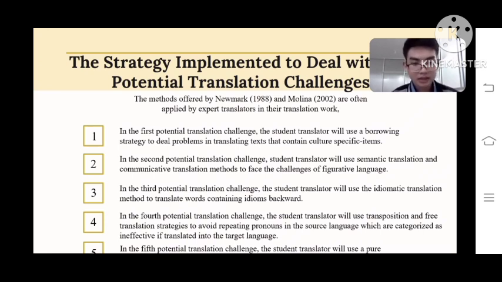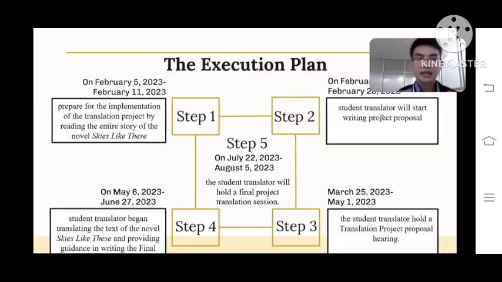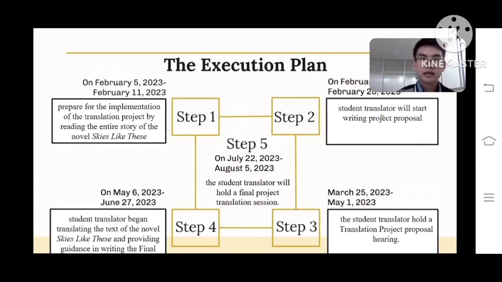Finally, the student translator has made an execution plan to detail the translation to be done. There are 5 steps in the execution plan as follows. Step 1, prepare for the implementation of the translation project by reading the entire story of the novel Sky Like This. And then step 2, the student translator will start writing the project proposal.